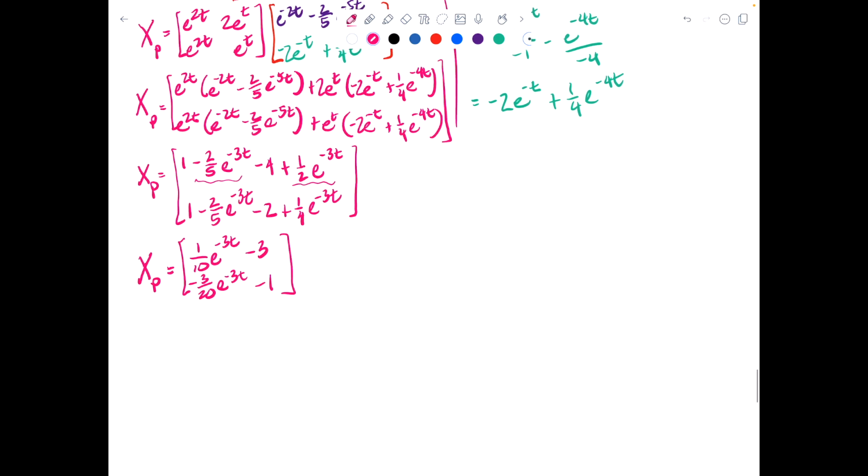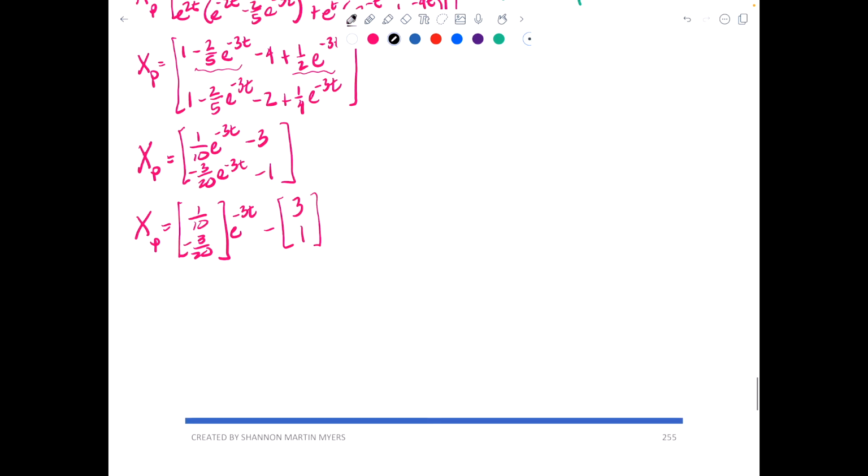And so we could write xp if we wanted. You could keep it like that, or you could separate it and write it as 1/10, negative 3/20, e to the negative 3t minus 3, 1. Cool? All right, now, last step, my friends.